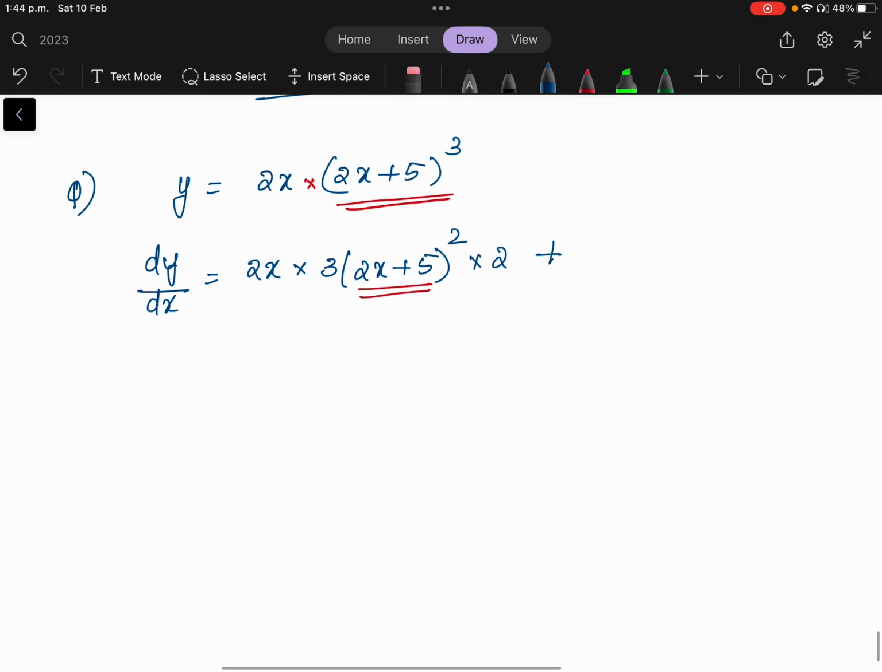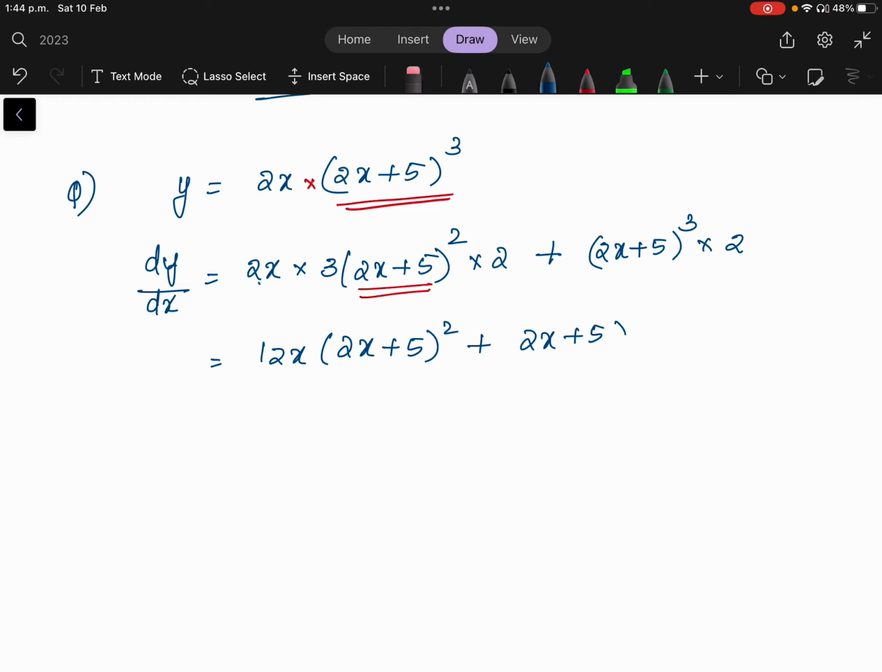Then plus second term, which is 2x plus 5 to the power of 3 times differentiation of the first. Then you can simplify this. So 2 into 3, 6, 6 into 2, 12, 12x times (2x plus 5) to the power of 2 plus (2x plus 5) to the power of 3 times 2. You can leave it like this, okay? It's fine. You will get full marks for this. If you want to simplify, simplify. But if you leave it like this also, it is fine.